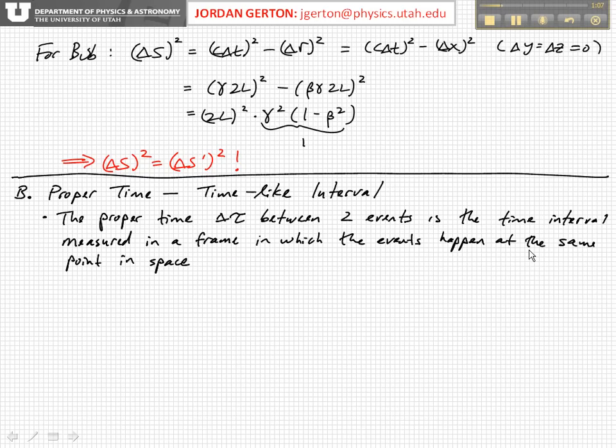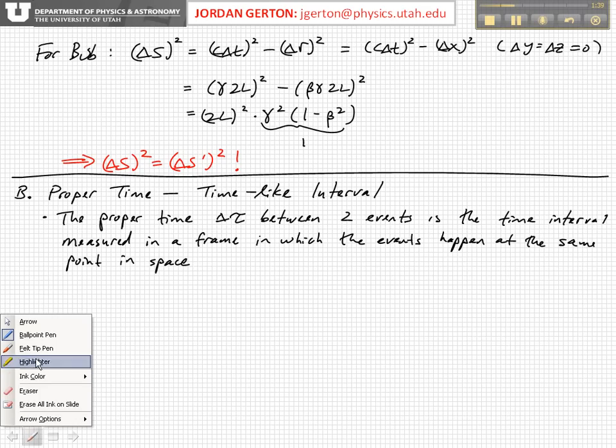Okay, let's move on now to see how we can use the invariant interval to gain some insight in special relativity. Let's first talk about proper time. And we've already actually defined the proper time as follows. The proper time, delta tau, is the time interval between two events measured in a frame in which the events happen at the same point in space.